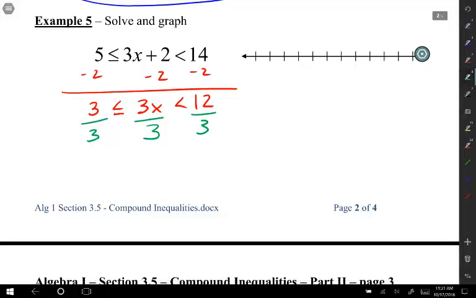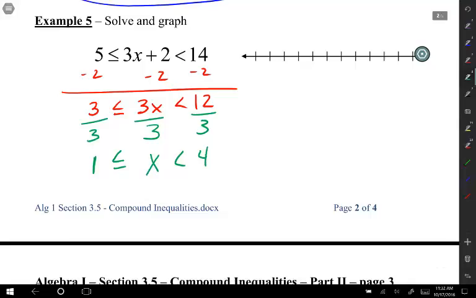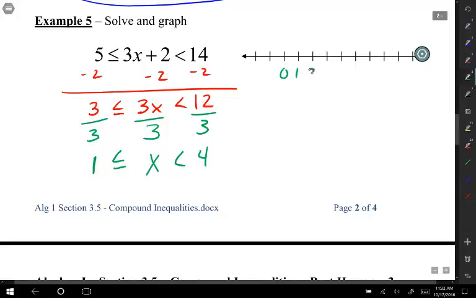Now, obviously 3 over 3 is what? 1. Do I change the sign? No. Why not? Because it's not minus. Okay, you're not dividing by a negative. What about multiplying? When you multiply by a negative, does it also flip? Yeah. Okay. 3x over 3 is x, and 4. Are they pointing left? Yes. So where do we shade? In the middle. So here we go. 0, 1, 2, 3, 4, 5, 6.